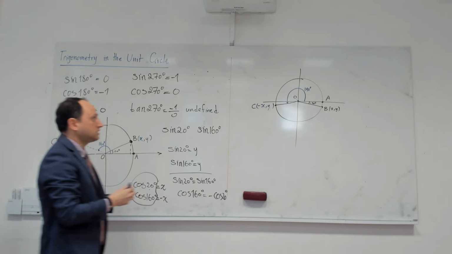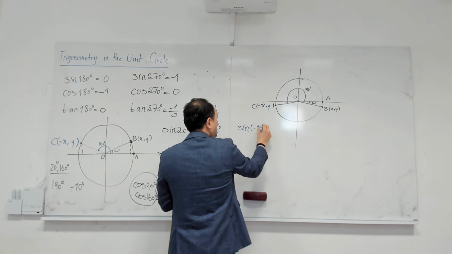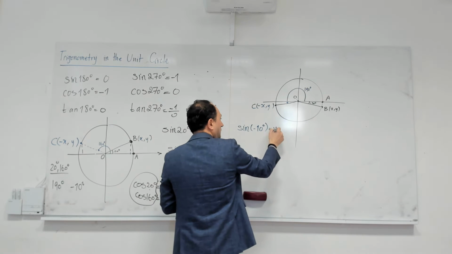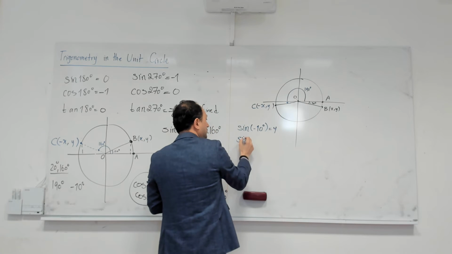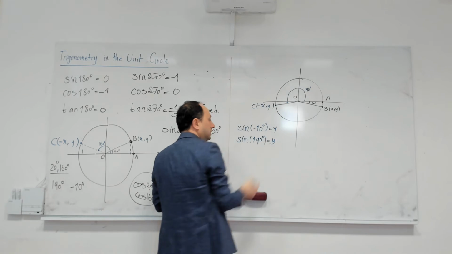So you see, if I ask you what is the sine of -10 degrees, you would say it is y. If I ask you what is the sine of 190 degrees, you would say it is y again.